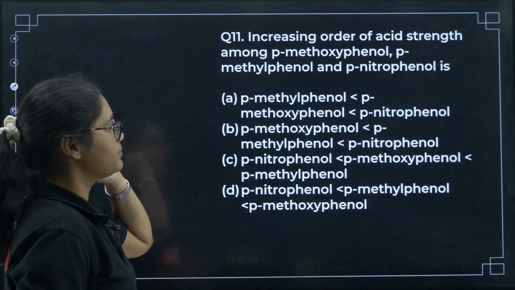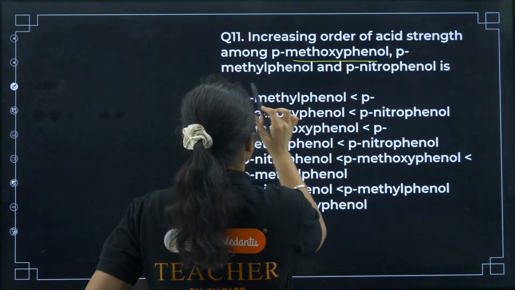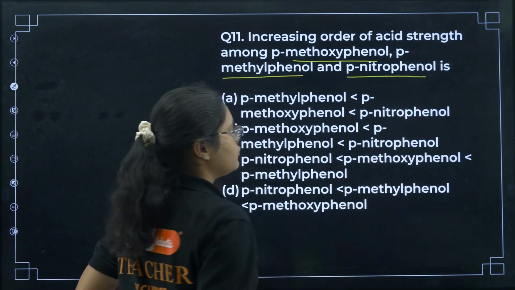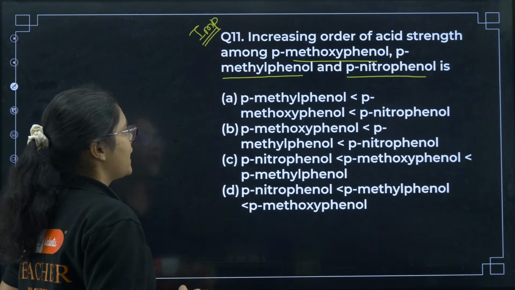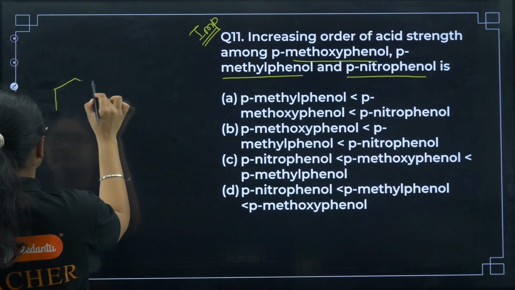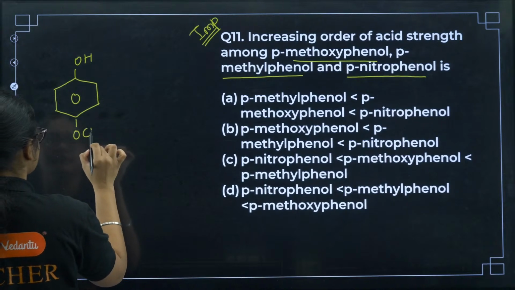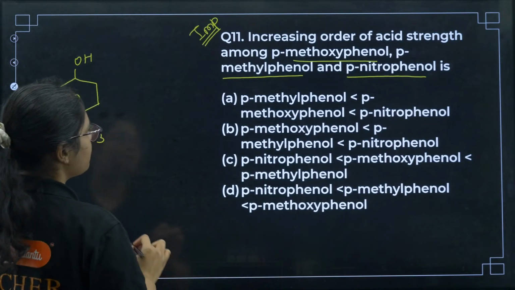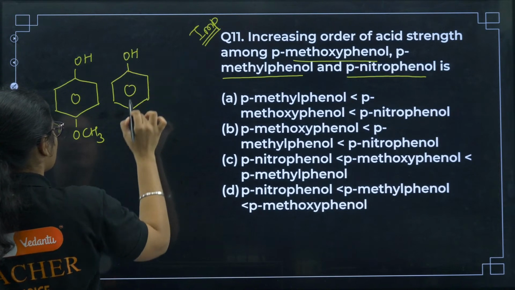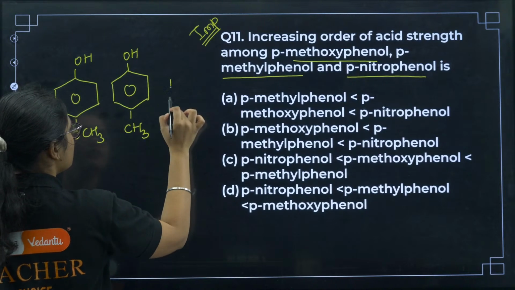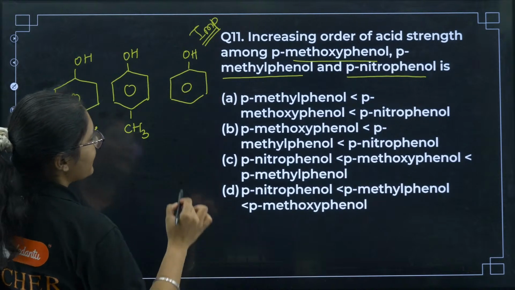Next, question number 11. Increasing order of acidic strength among para-methoxyphenol, para-methylphenol and para-nitrophenol. Very important question. You have para-methoxyphenol, so that is OH and OCH3. Then you have para-methylphenol. And then you have para-nitrophenol.